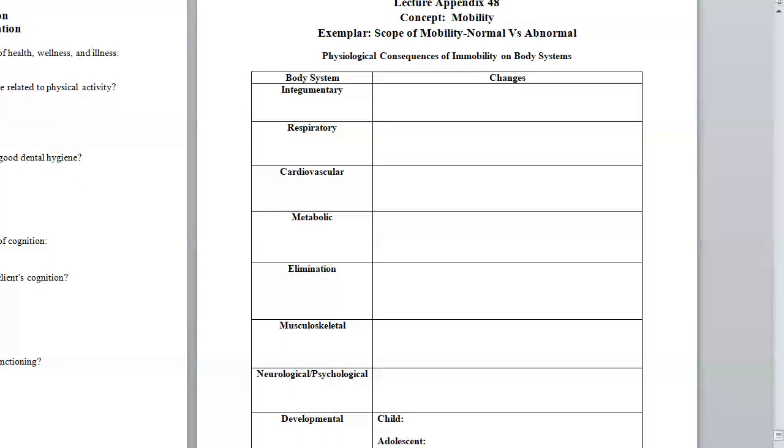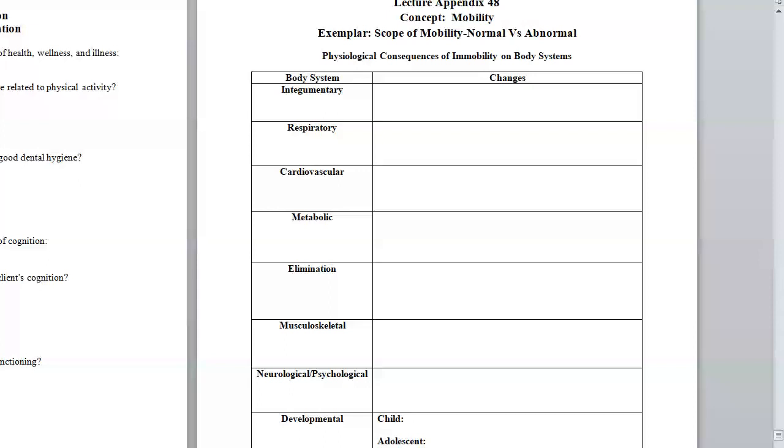Neurological and psychological: changes in emotional status, depression, alterations in self-concept, anxiety, behavioral changes. A person may become withdrawn, with altered sleep-wake patterns, hostility, inappropriate laughing, and passivity.